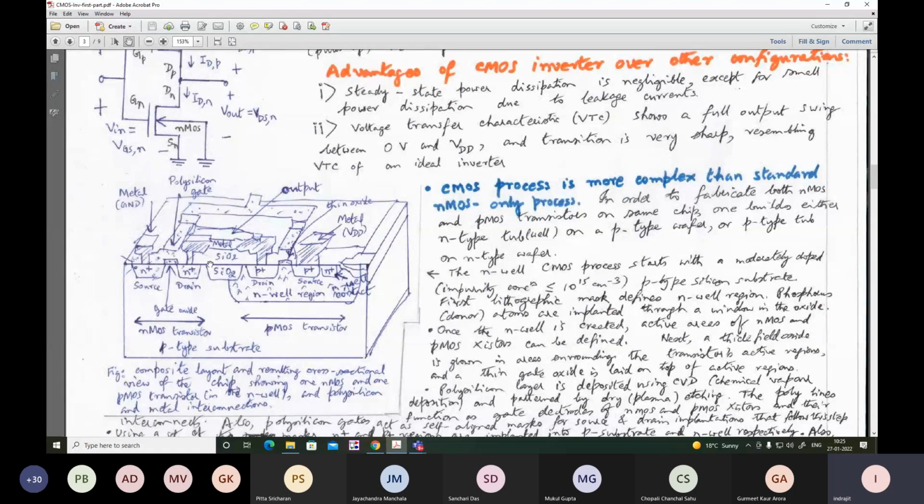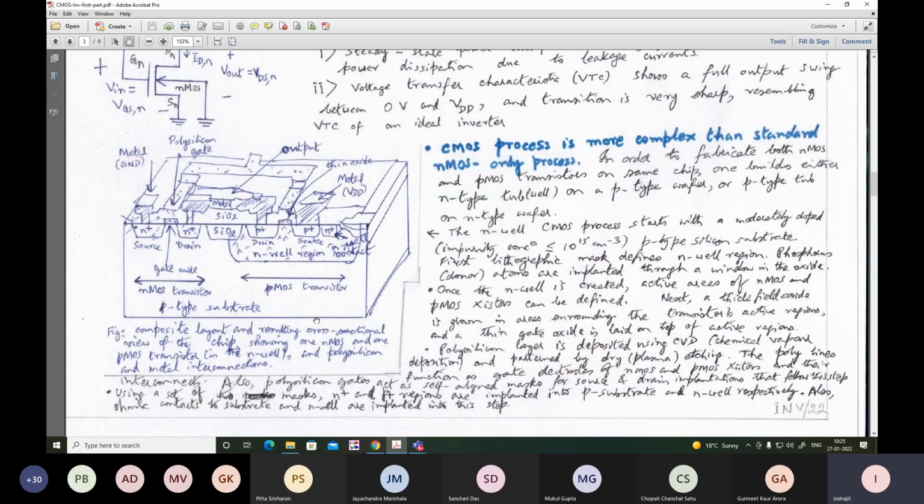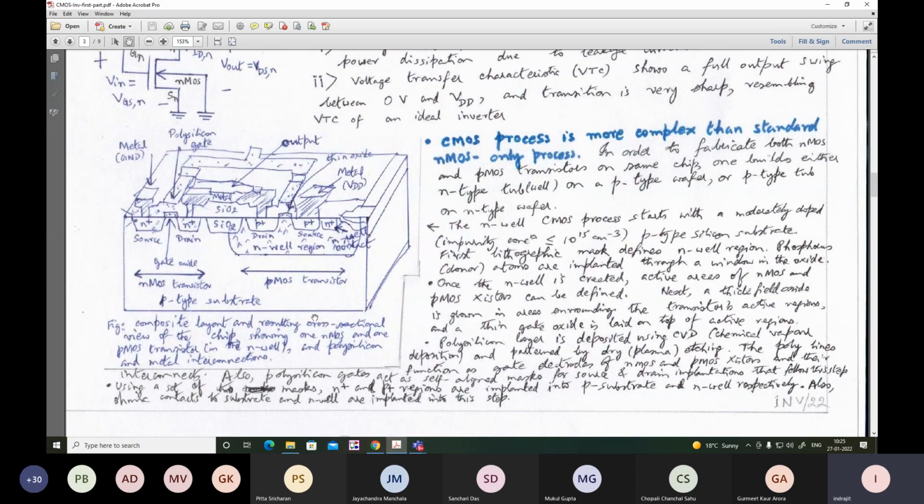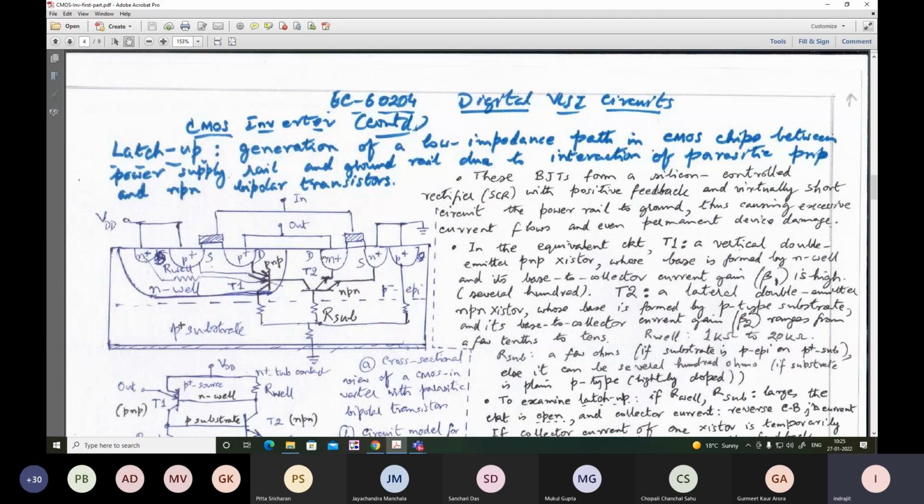It is more complex compared to what is required to build a purely NMOS based inverter, that we have seen earlier. The second factor, that is also unavoidable, let us see in a bit of detail. This is the latch-up phenomenon. The latch-up phenomenon is quite important. This is unavoidable. This is due to the generation of a low impedance path in CMOS chips between the power supply rail and the ground rail.